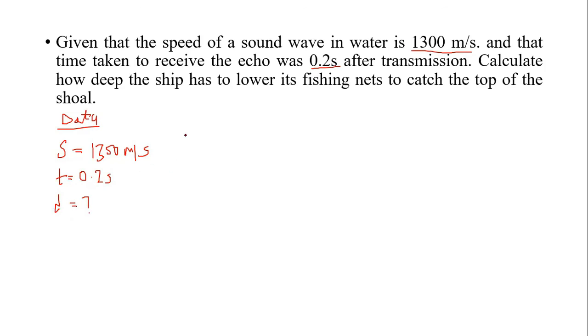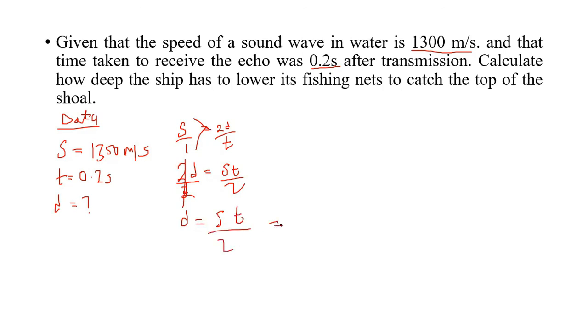So just like the other question, we are going to write that speed is equal to 2d over t. Why 2d? Because we know that there is an echo involved. So we can make d the subject of the formula like we did. We're going to say 2d is equal to s times t, that is st. Then we divide by 2, also this side we divide by 2, so that this and that goes. Then d is equal to st over 2.